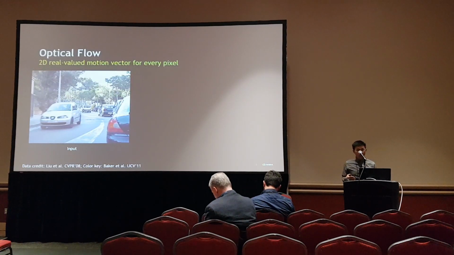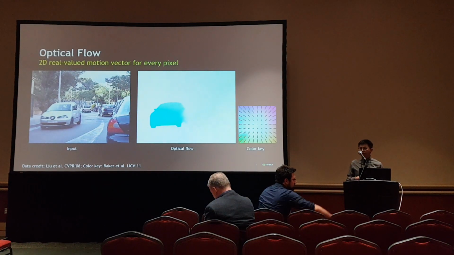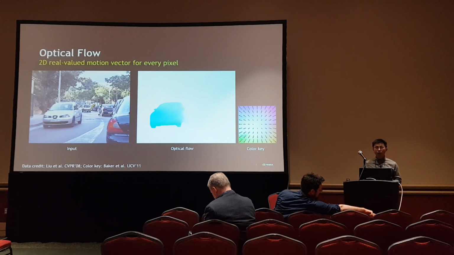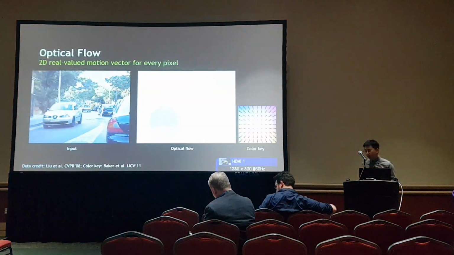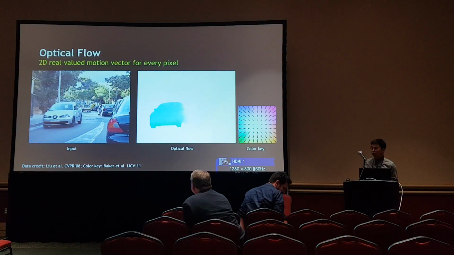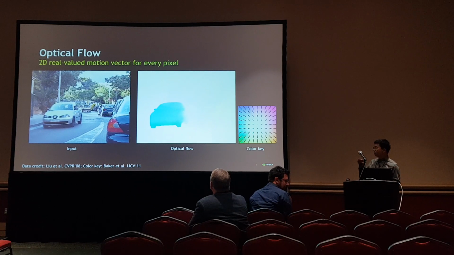Optical flow is a 2D image motion from one frame to the next, as shown in this color representation. So the goal of optical flow estimation is to estimate a 2D real-valued motion vector for every pixel in the first frame.